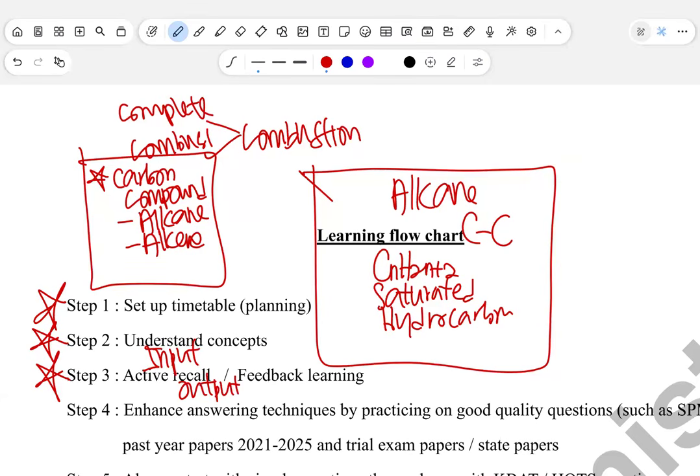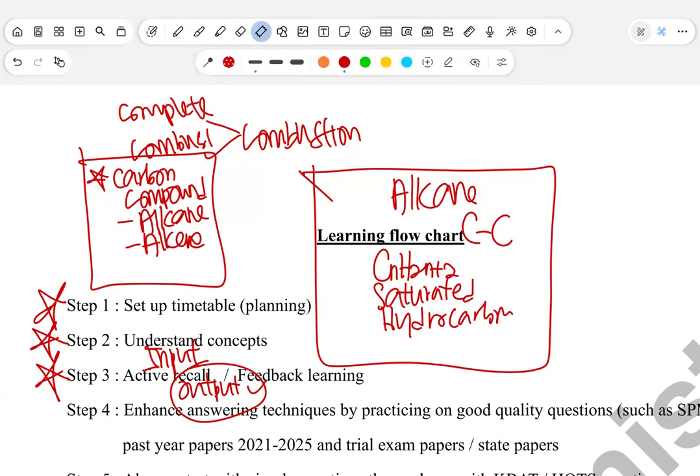So what is output? Output means you're able to explain what you are learning. Maybe you can explain to yourself, maybe you can explain to your friends, whatever. At least you can give some output. Or else you just keep feeding yourself input, input, input. You read a lot, and you have no idea what is happening.